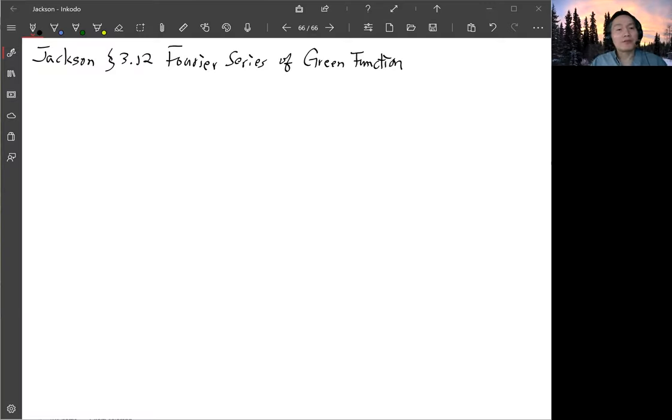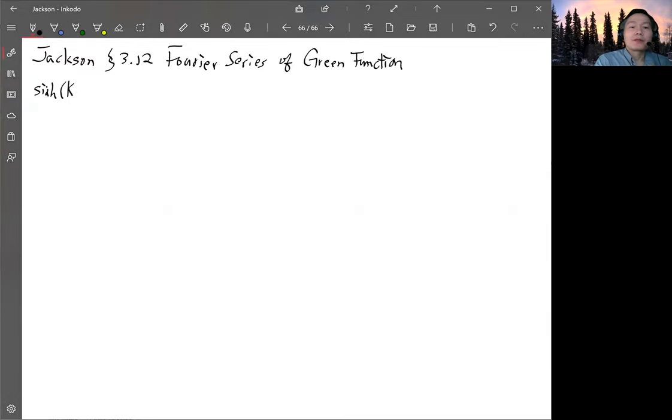At the end of section 3.12, Jackson showed the identity after comparing the Green function for a point inside a box in two forms. One is expanding in all three coordinates. One is just expanding in two coordinates. And the identity is this, so sinh.